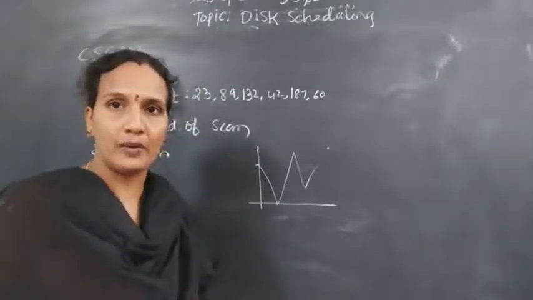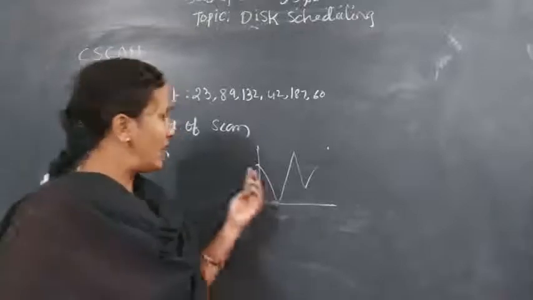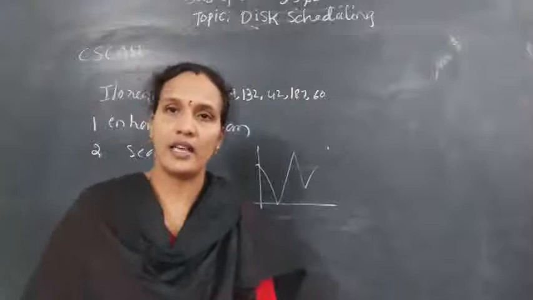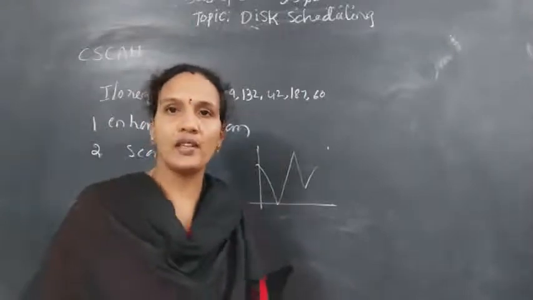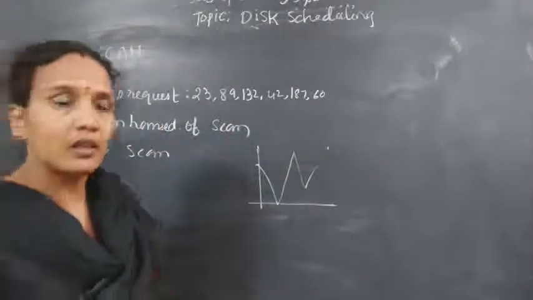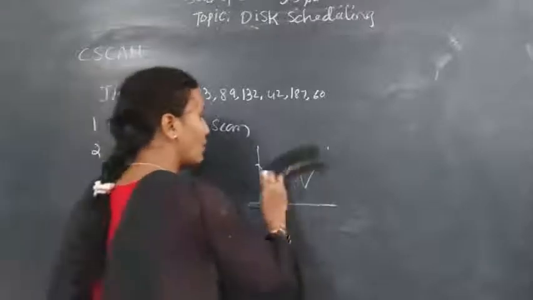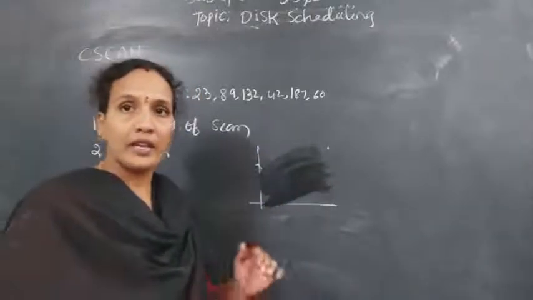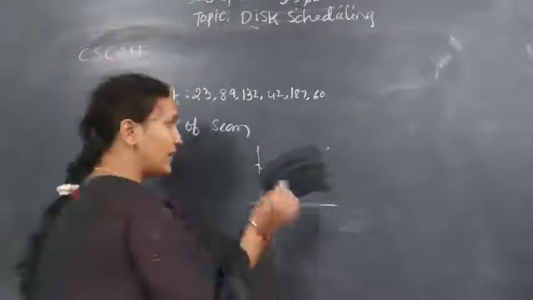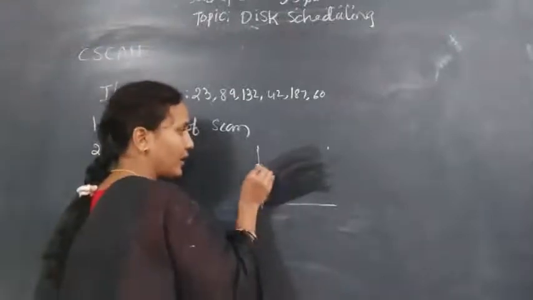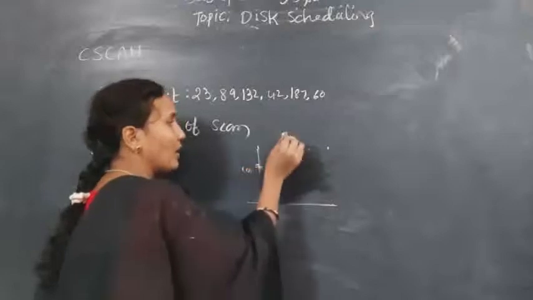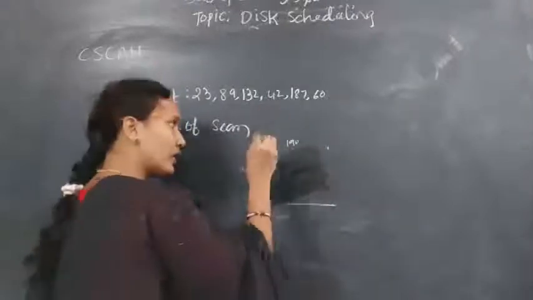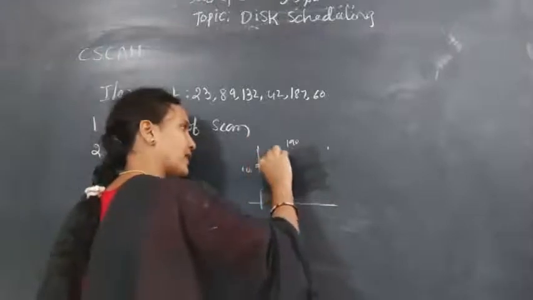What is the difference between scan and C-scan? Actually, C-scan is called circular scan scheduling. In this, when the head moves to one end, it will change the direction. For example, right now we are at 100, and the other end is, for example, 190. So it is moving in an upward direction.